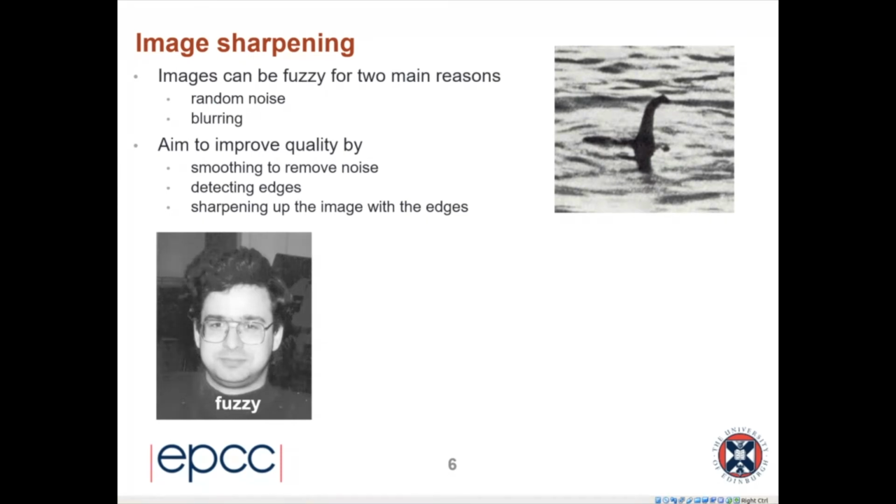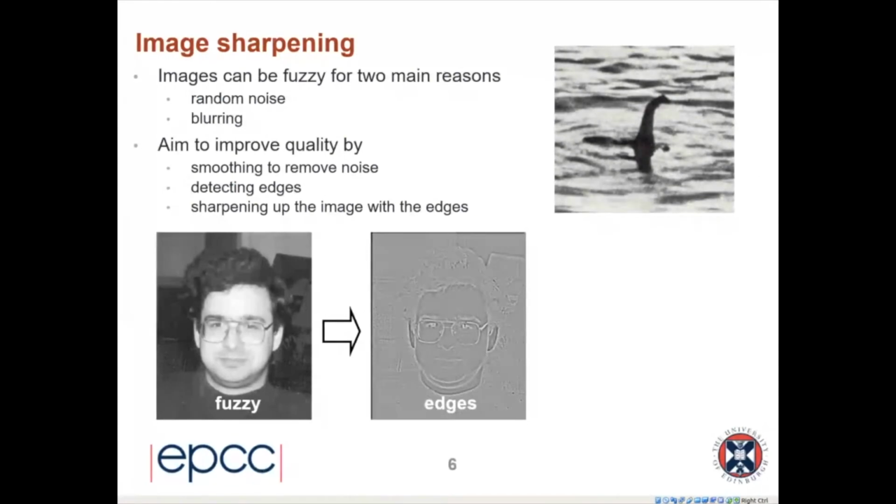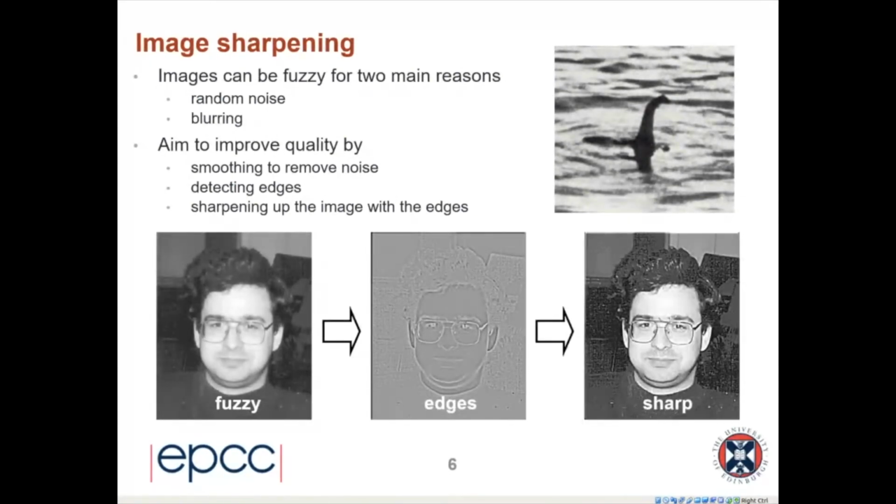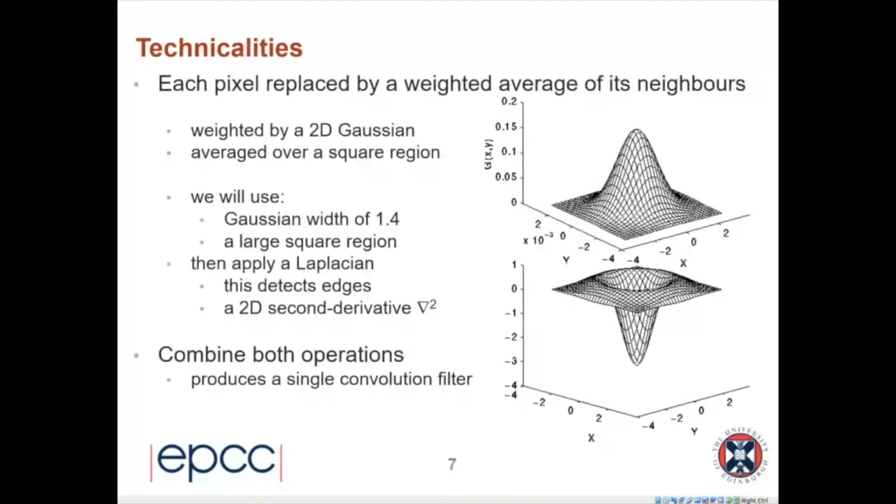This is the example from the paper, but I have my own example. You take a fuzzy image, you detect the edges, which requires you to smooth it, and then you enhance the edges and you get a more sharpened image. You can see that the effect is actually more dramatic in the example I'm going to show.